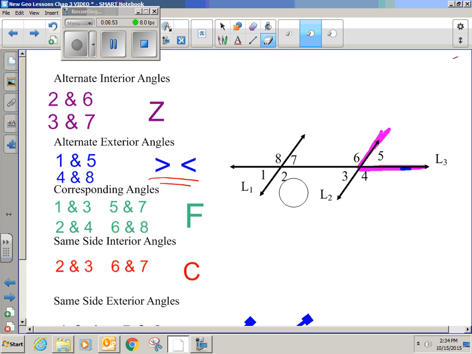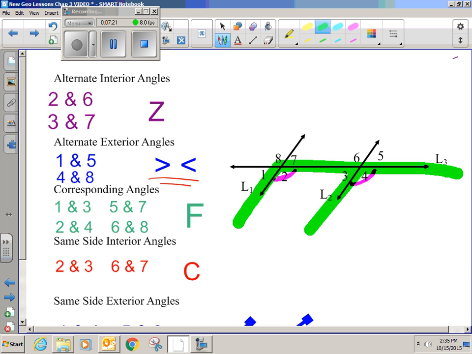Corresponding angles make the letter F. They're examples of angles where they are both on the same side of the transversal, but one is interior and one is exterior. So for example, if I look at angles 2 and 4, so this angle with this angle, do we see the letter F? I'm going to make the letter F here in dark green. There it is. There's my letter F. That is the signal for corresponding angles.